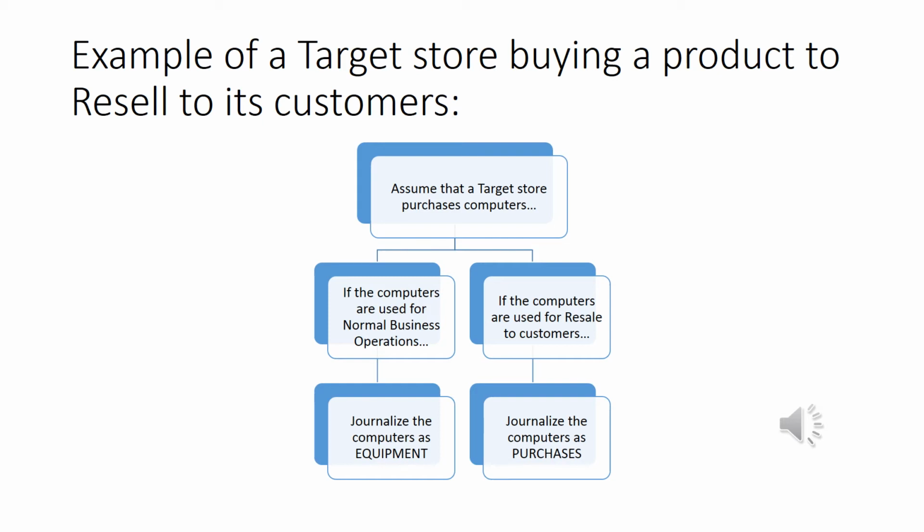However, if Target buys another batch of computers and the purchase of those computers is to resell them to the customers, because they have to buy them first from, for example, Dell or HP, and then they will resell those computers to their customers instead of using them in their normal business, then they would journalize the computers in the purchases account.